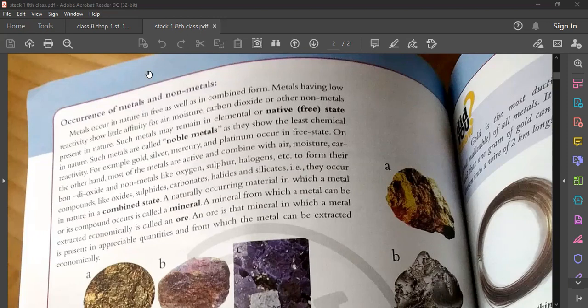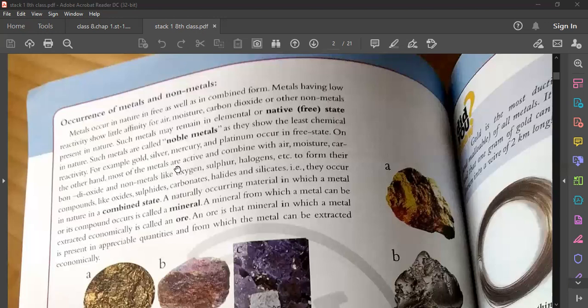Vedika, any doubts? No, sir. Okay. See, metals are there, right? Almost all the metals exist in the earth crust itself. They exist in two forms. One is the combined state, the other one is the free state. Free state means the metal will exist in pure form only. Suppose if you take gold, gold is a metal, right? It will exist only as gold. It will not combine with other elements.